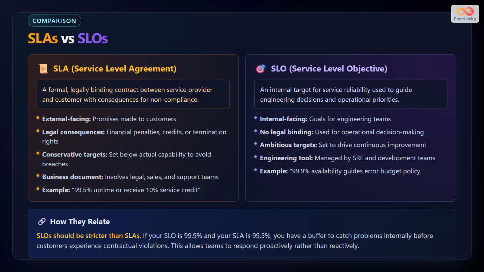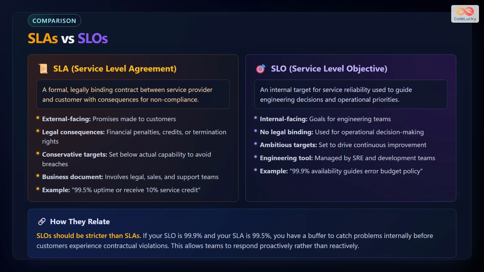SLAs are external-facing documents involving your legal, sales, and support teams. You set SLA targets conservatively, below your actual capability, to avoid the serious consequences of breaches. In contrast, an SLO is a service-level objective. It's an internal target for your engineering teams. SLOs guide engineering decisions and operational priorities. They're not legally binding, so they're more flexible and can be adjusted as your service evolves. You set SLOs more ambitiously to drive continuous improvement.